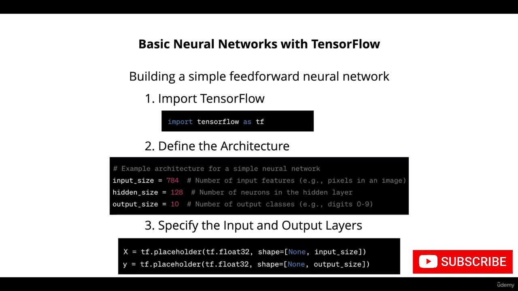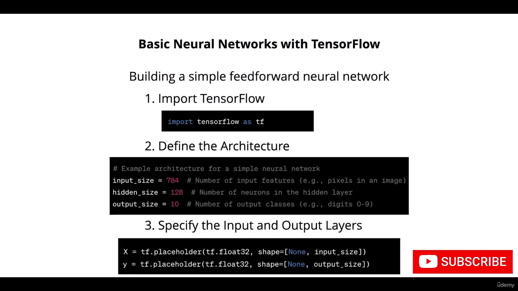Next, define the architecture. Decide on the architecture of your neural network, including the number of input features, the number of hidden layers, the number of neurons in each hidden layer, and the number of output classes for classification tasks. Here is an example. What you do is input_size equal to 784, hidden_size equal to 128, output_size equal to 10.